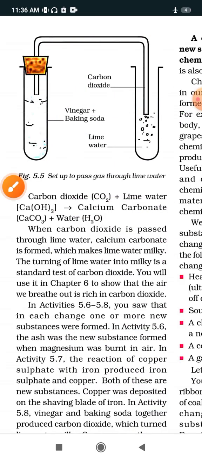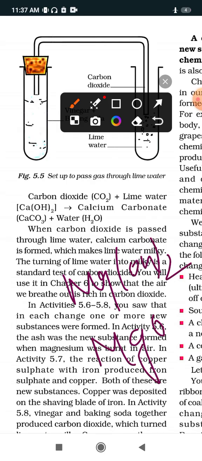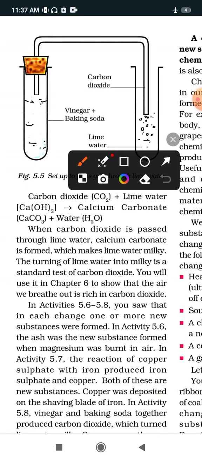तो न्यू सब्सटेंस का फॉर्मेशन हुआ. एंड मैग्नीशियम रिबन में भी हमने दो न्यू सब्सटेंस देखे थे. मैग्नीशियम ऑक्साइड फॉर्म हुआ था एंड मैग्नीशियम हाइड्रोक्साइड फॉर्म हुआ था. ठीक है. The reaction of copper sulfate and iron produced iron sulfate and copper. Clear? So in both of these reactions a new substance was formed and carbon deposit हो गया था आयरन ब्लेड में.